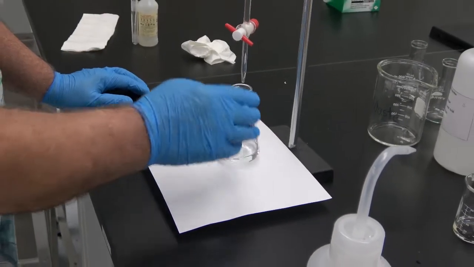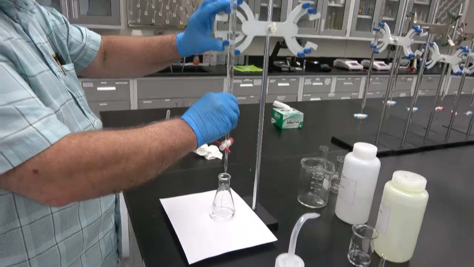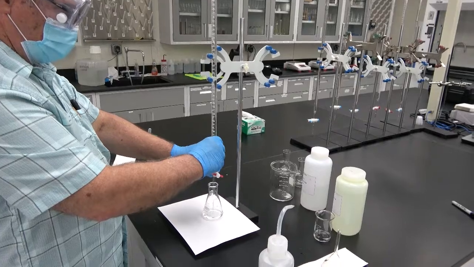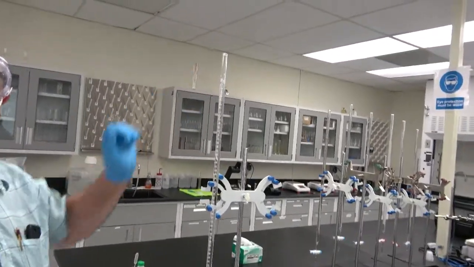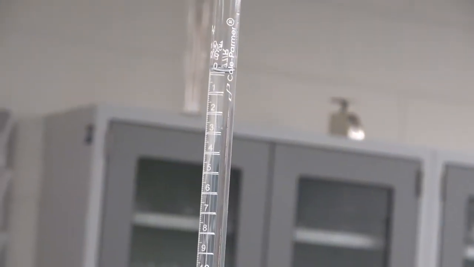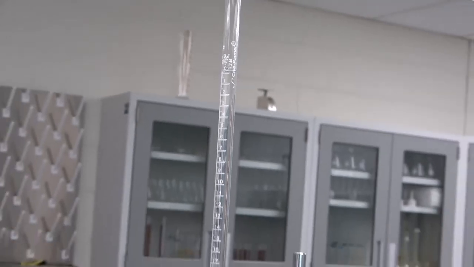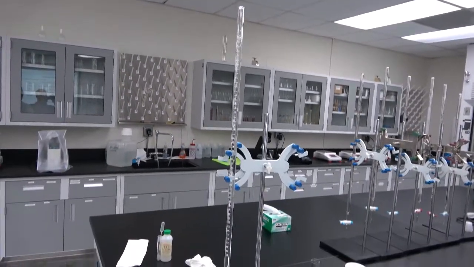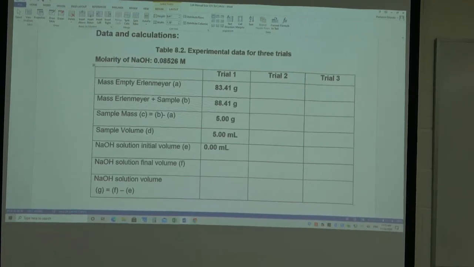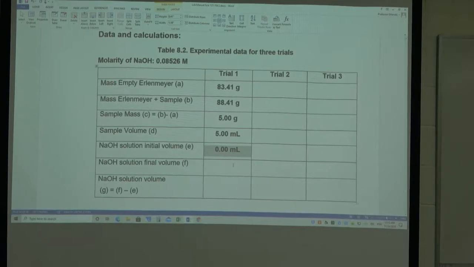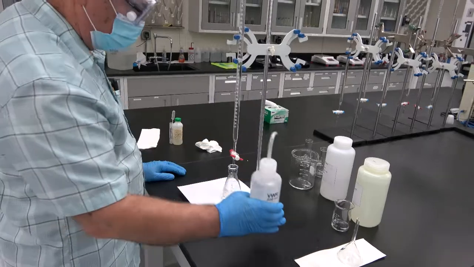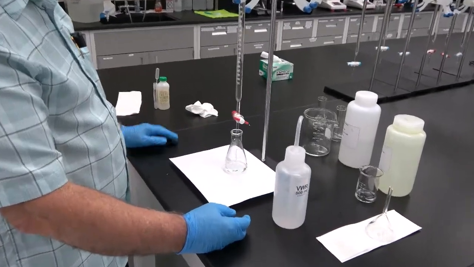And now we have an initial volume of sodium hydroxide of 0 milliliters, which we have to write on our table with experimental data. We're going to keep this wash bottle at hand all the time, and we're going to start the titration.